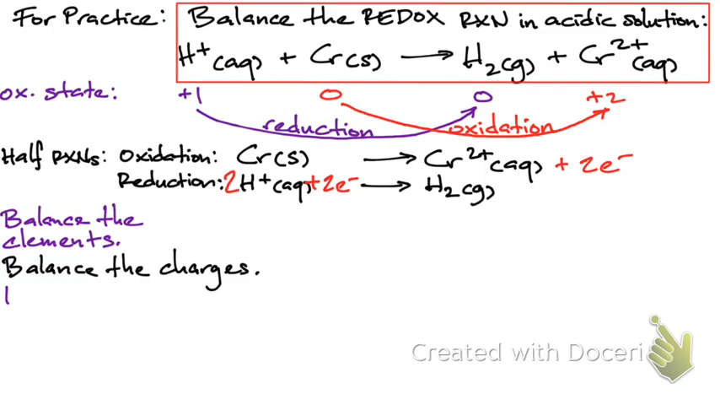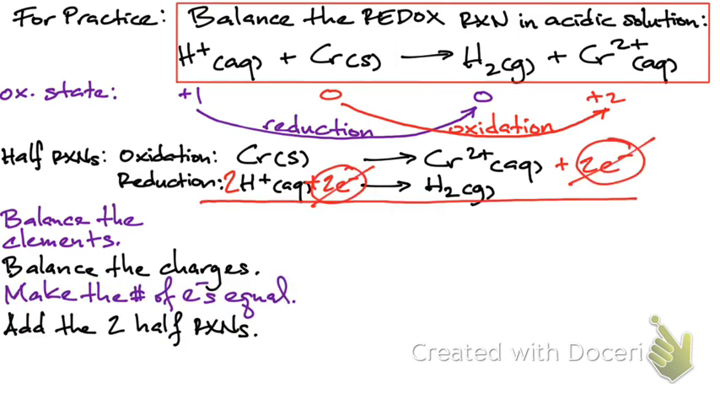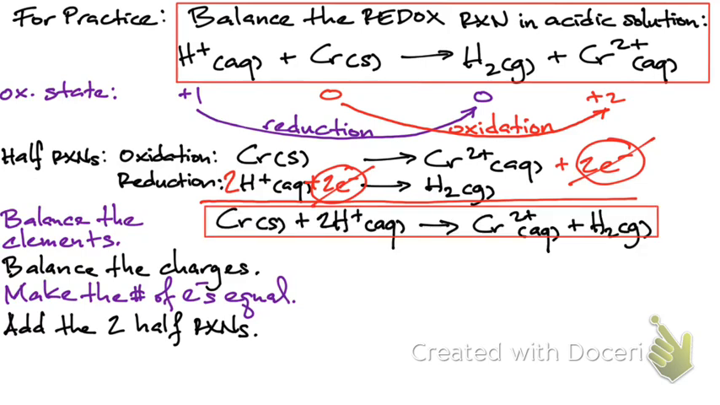All right. And now since the number of electrons are equal, we can go ahead and add the 2 half reactions back together. Okay, so the 2 electrons cancel each other out, and now we have our balanced redox reaction.